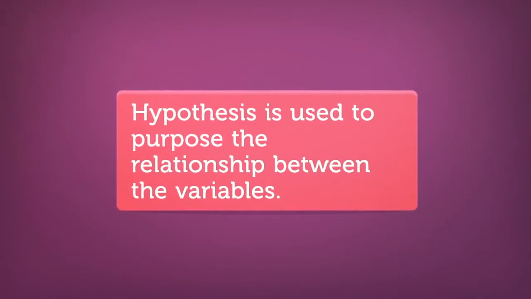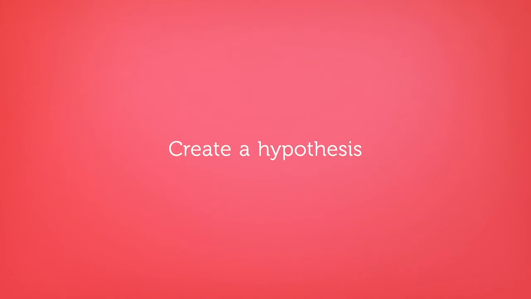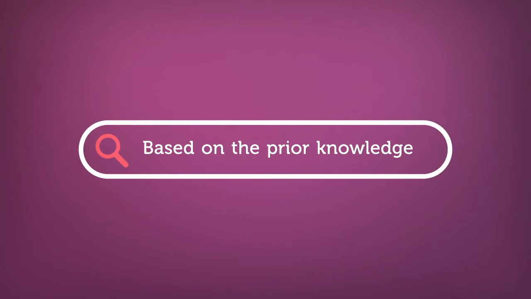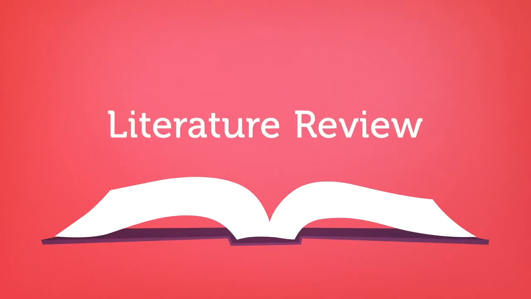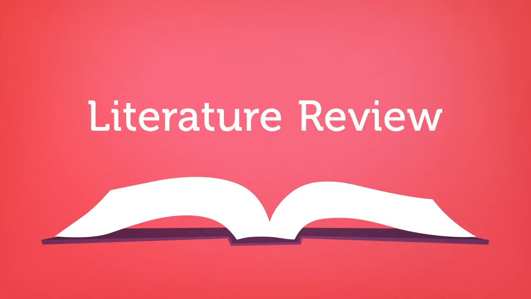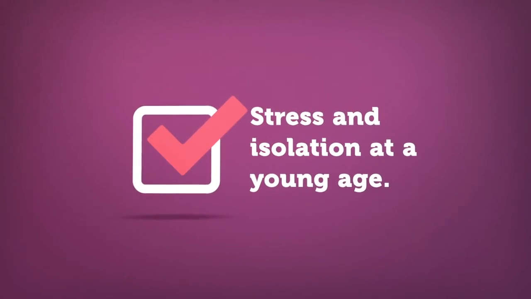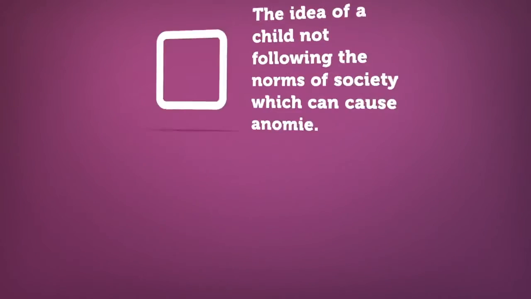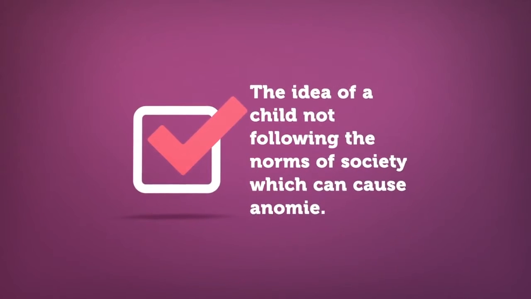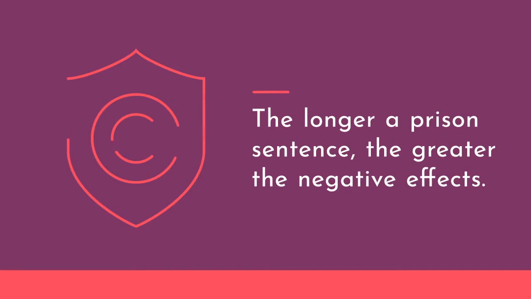Our first step in the research process would be to create a hypothesis based on the prior knowledge we have on the subject. In order to fully understand the hypothesis proposed, a literature review is used to understand previous research done. This would include stress and isolation at a young age, as well as the idea of a child not following the norms of society, which can cause anomie. This is then why we would assume that the longer a prison sentence, the greater the negative effects will be on the juvenile delinquents.